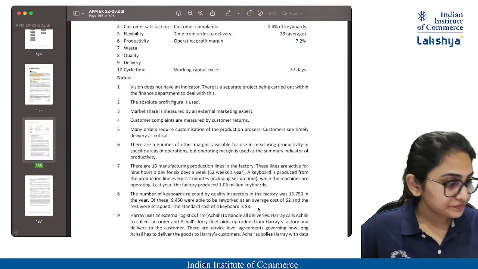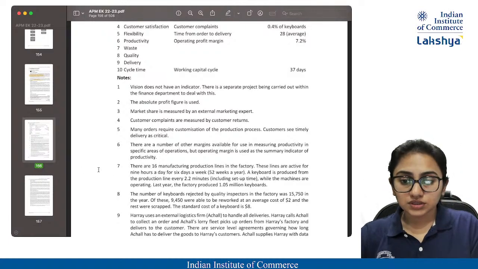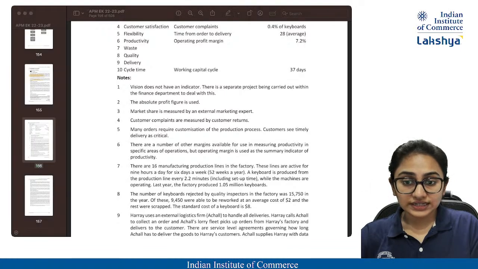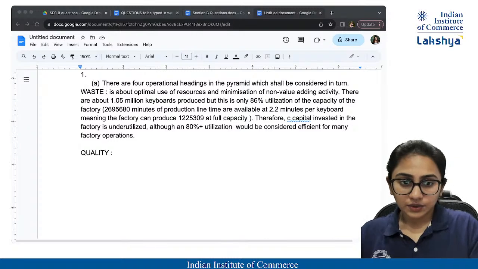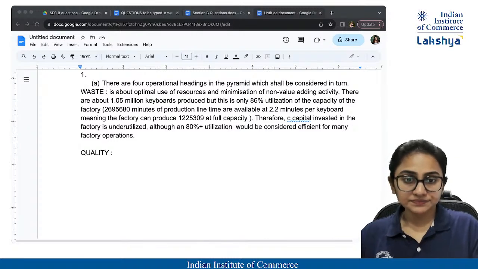So we can write about the keyboard failures regarding quality, because obviously that is a part of quality. So let's write about that. The second one we have is quality.